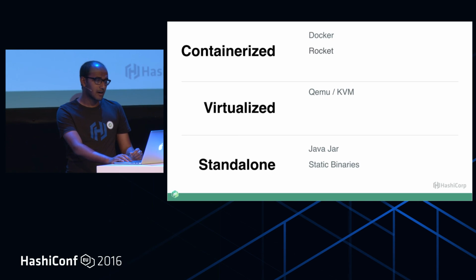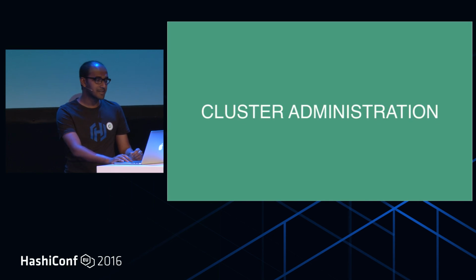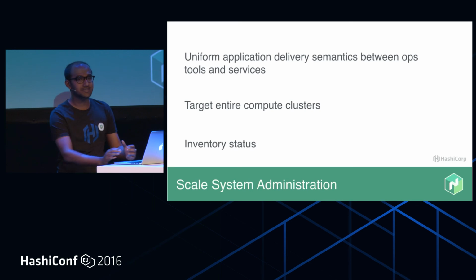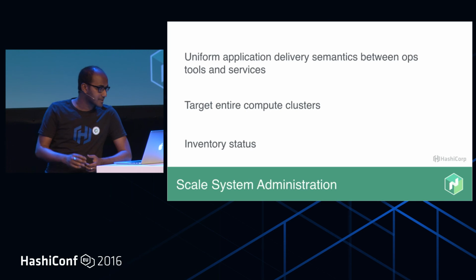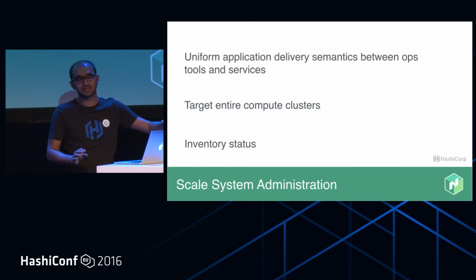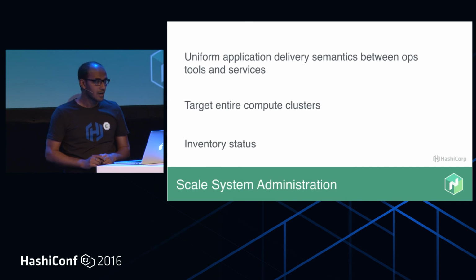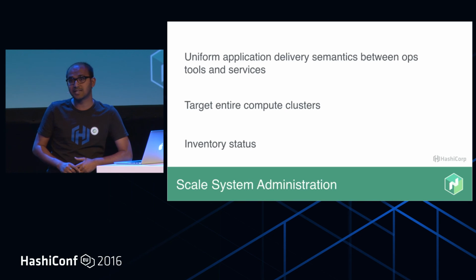So as I was saying, system administration is super important to us. We treat system administrators as importantly as we treat end users who are running services. We wanted to make application delivery semantics between the ops and the normal services very similar. So the same mechanism in which an application, like a Ruby on Rails application, is going to be deployed onto the cluster, we want system administrators to deploy monitoring agents and audit tools the same way.